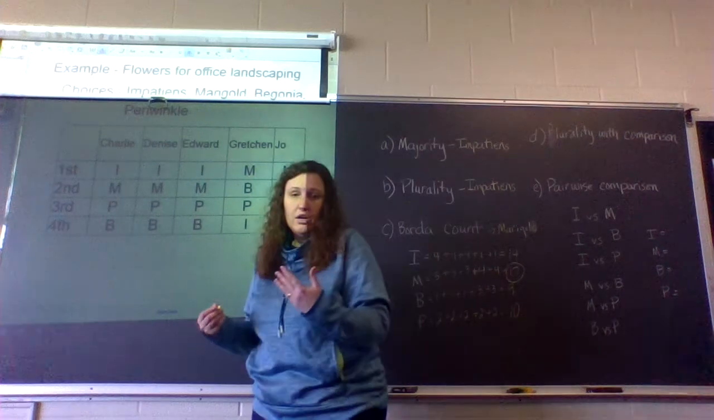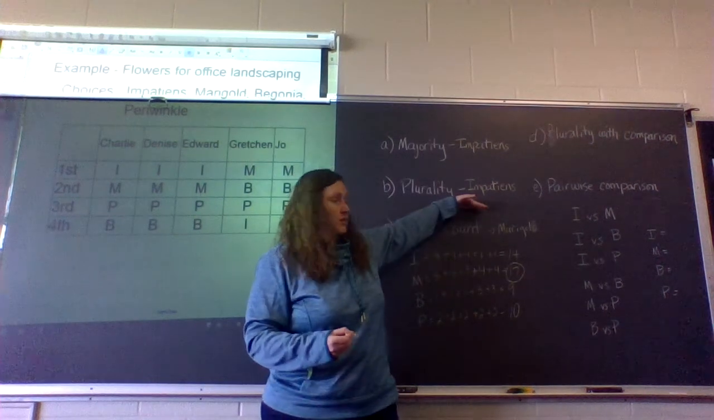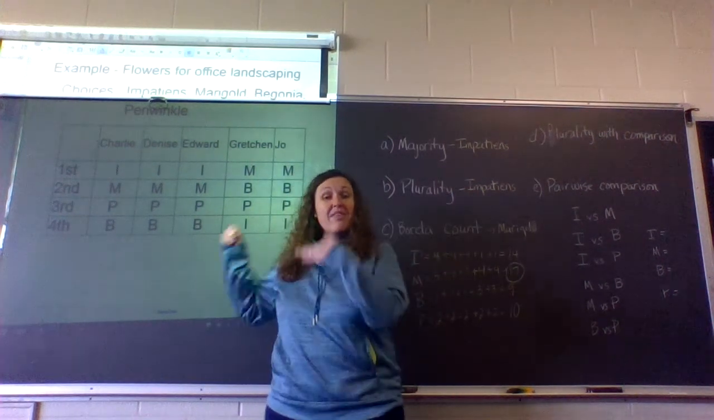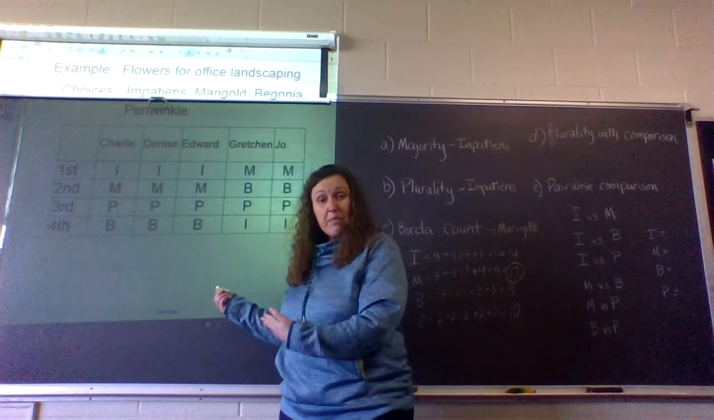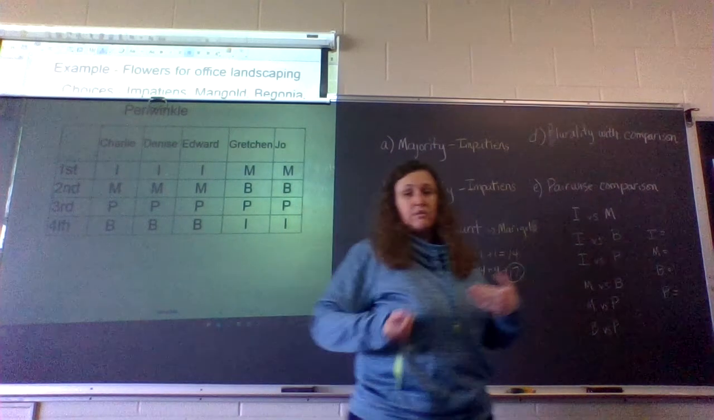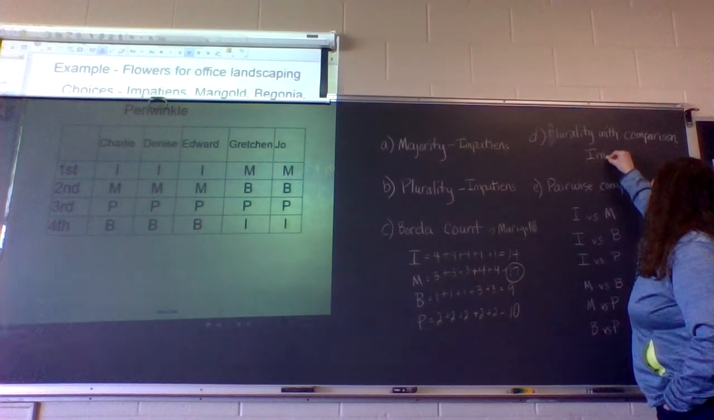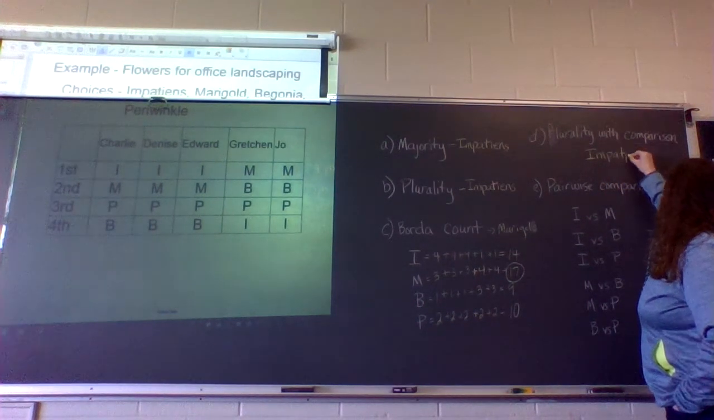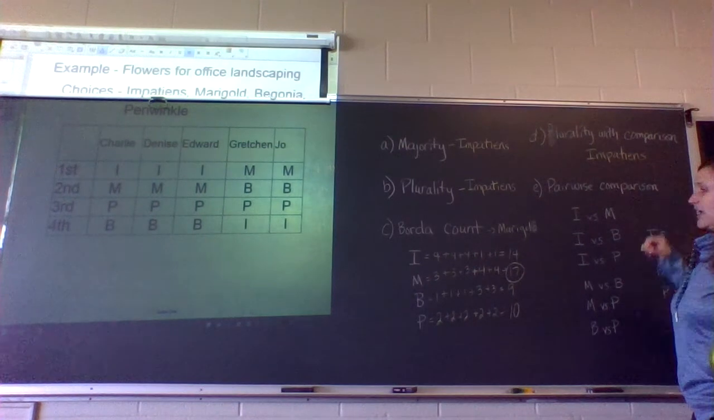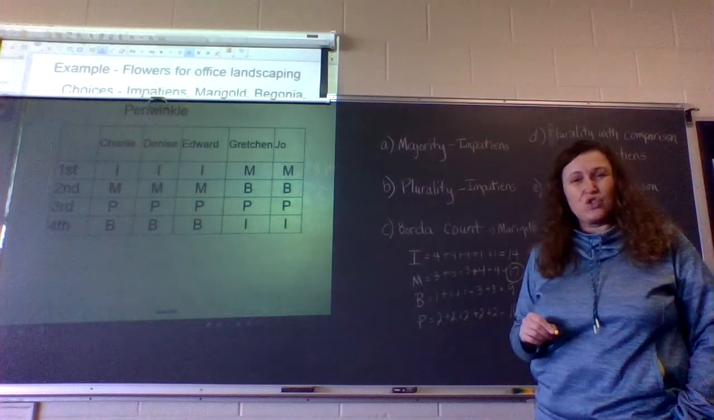But here, okay, plurality winner is impatiens. That is a majority because there's 3 people who voted for it. That's more than half of 5. So this is impatiens. All right. Okay, we'll see in the next example where that gets trickier.